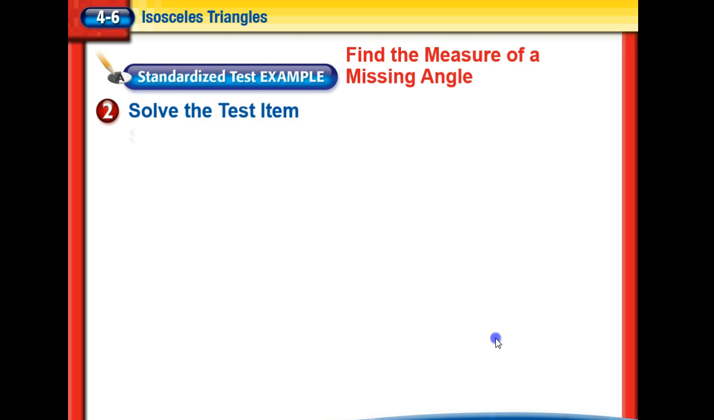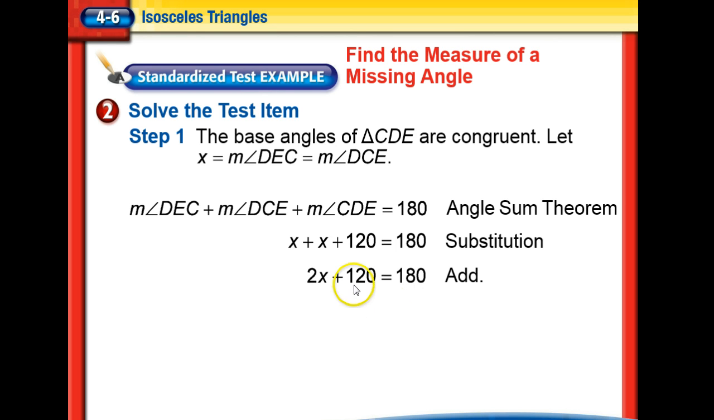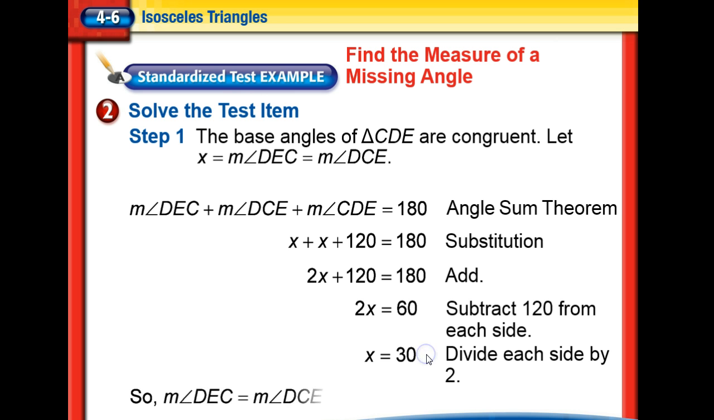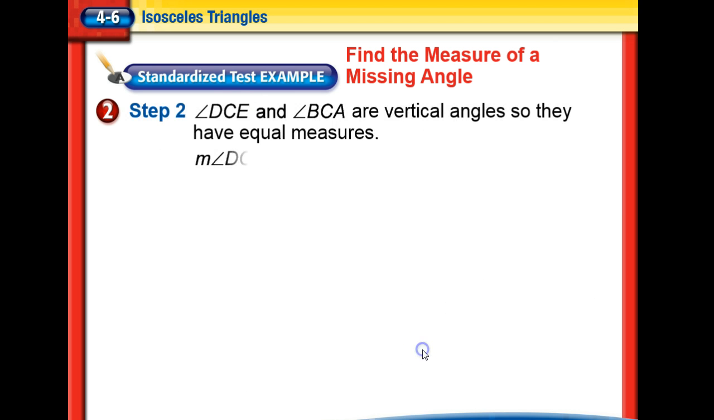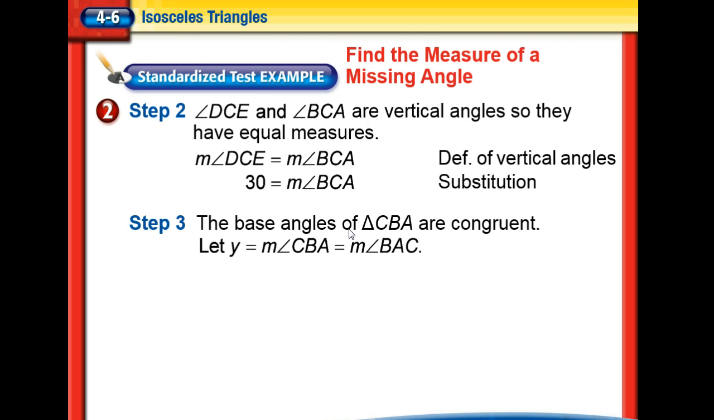Let's see if they go through the work. We know the base angles are congruent and that they have to add up to 180. So 2x plus 120 equals 180. Subtract 120, divide by 2. We know that that first angle that we talked about was 30 degrees. And based on the idea that they're vertical angles, we know that BCA is 30 degrees. BCA, based on the triangle, is the vertex angle.